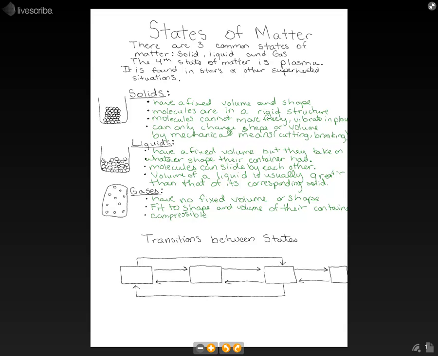So now we're going to look at transitions between these states and what those are called. So we're just going to write down all of our states. So going from a solid to liquid we call melting. From a liquid to solid we call that freezing. From a liquid to a gas we call that vaporization. From a gas to a liquid we call that condensation.